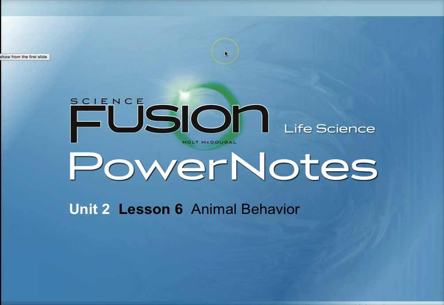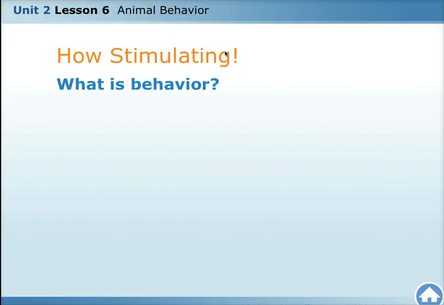All right, this is Unit 2, Lesson 6. This is the last unit in the text. It's animal behavior. We are on page 150 in the text. The essential question for this lesson is, what are some different animal behaviors? By the end of this lesson, you should be able to describe some behaviors that help animals to survive and reproduce.